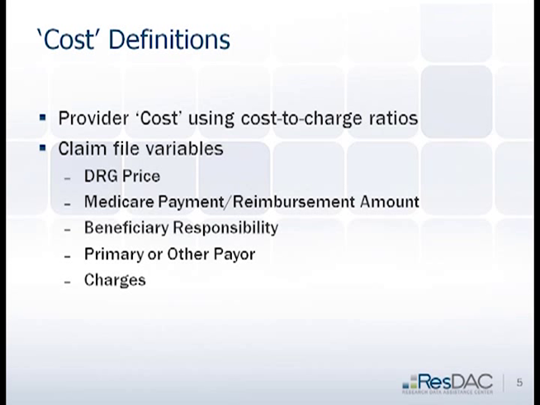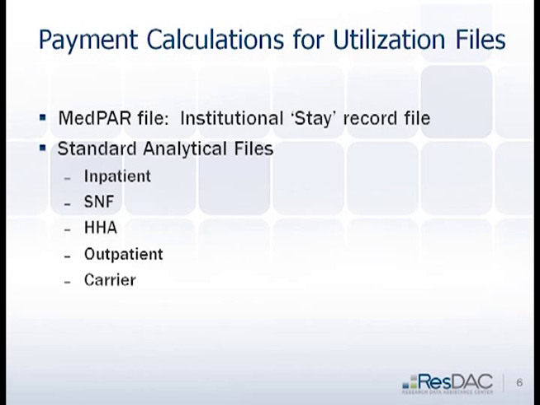Some of the claim file variables that we'll be talking about are the DRG price, which is what we just tried to calculate, and the Medicare payment or reimbursement amounts. Again, I talk about the beneficiary responsibility because we never really know who paid it, if there were primary or other payers that paid for that claim. And then, again, there are charges in the file.